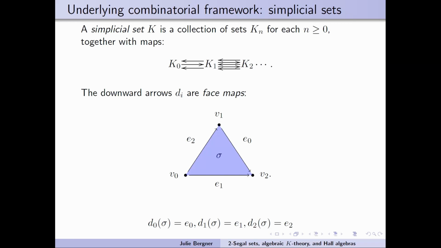And the face maps, which are indexed by 0, 1, and 2, are given by deleting the vertex of that index. So if I take d0 of this two-simplex sigma, I am basically covering up V0, and I just take the face opposite, which is E0. And then d1 is opposite V1. Eventually we're going to be thinking of these as consecutive, composable arrows. E1 is like a composite. That's what d1 is going to do. And then d2 is going to take the face opposite V2, which is E2.